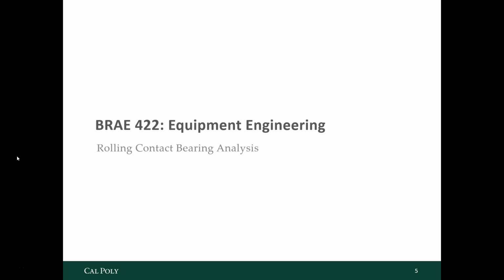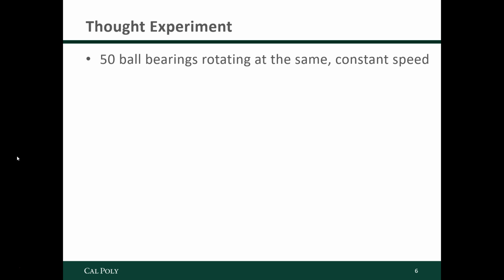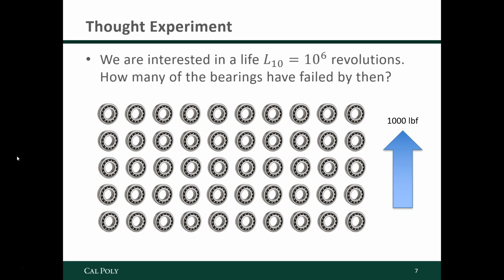Okay, on to rolling contact bearing analysis. Let's learn about how bearings are rated for their life and load. If we have 50 ball bearings and they're all rotating at the same constant speed, we apply a constant radial load of 1,000 pounds to each of them. What we're interested in is, when we apply this 1,000 pounds, how many of the bearings have failed by a life of 1 million revolutions, 10 to the 6 revolutions.